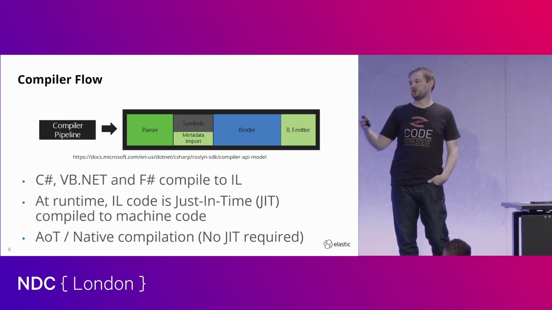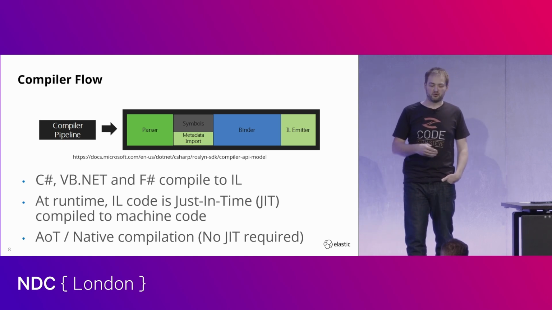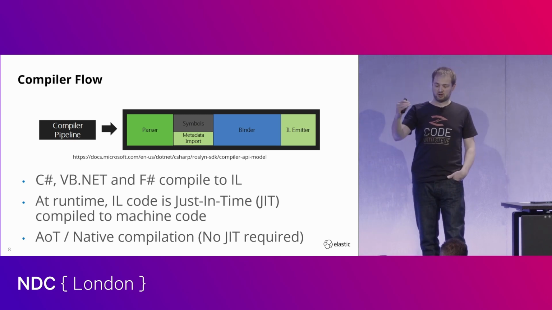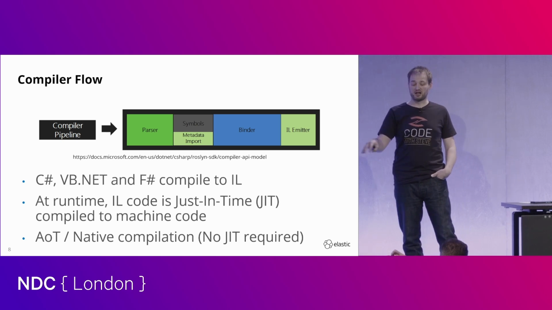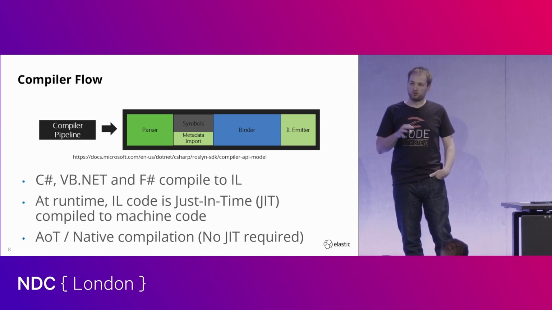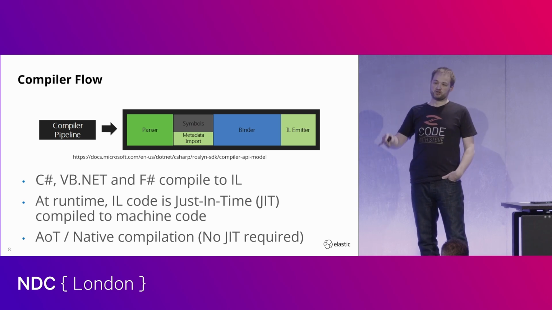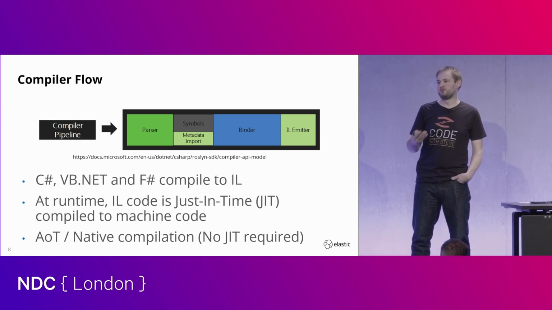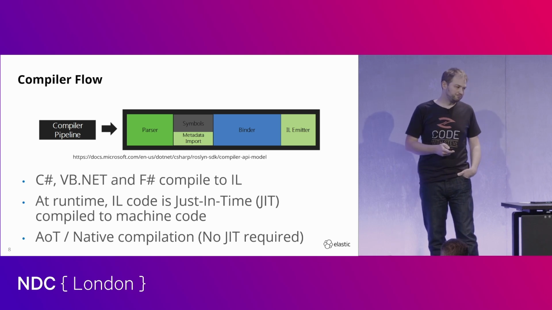So C#, VB.NET, F# compile to IL. IL is an intermediate language. So C#, VB, F# are high-level languages, machine code is a low-level language. The intermediate language sits in the middle. And the nice thing is the compilers all just have to know how to produce IL code, and that can run on any architecture, on any platform where .NET can run. And then the runtime is responsible for taking that IL and just-in-time compiling to machine code. So as methods are needing to be invoked, if they haven't previously been compiled, then they can be compiled at that point.